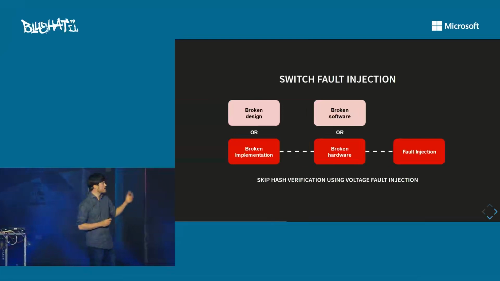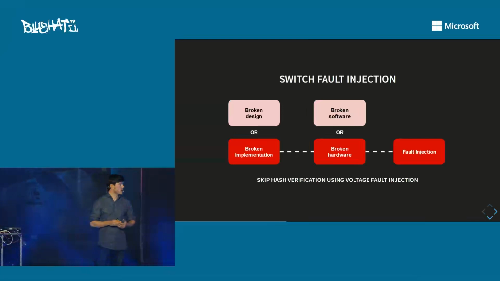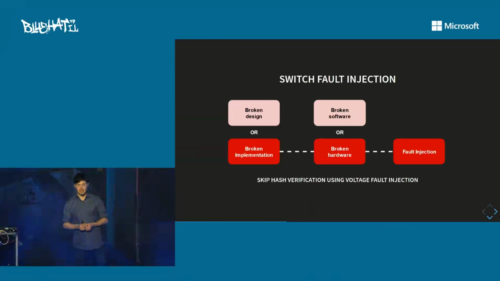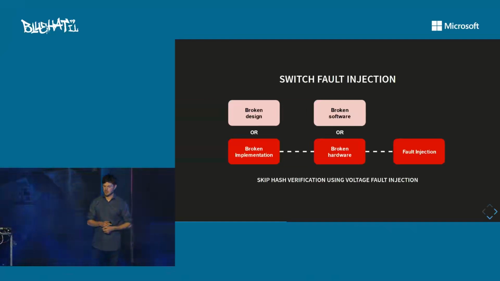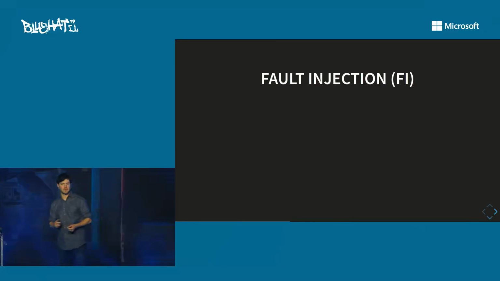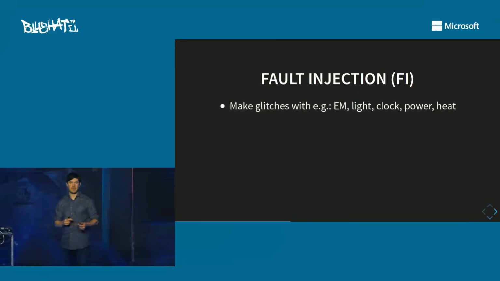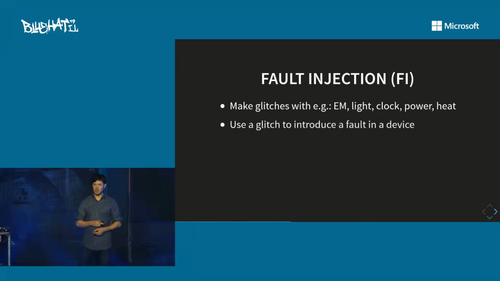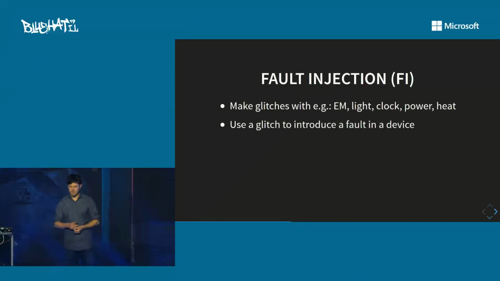So our next example is fault injection on the Nintendo Switch. And basically, they skipped the hash verification stage using voltage fault injection. So what is fault injection? Well, basically, you try to make glitches using, let's say, an electromagnetic pulse, a laser, or playing with a target's clock or power, and you try to get that glitch to introduce a fault in the device.